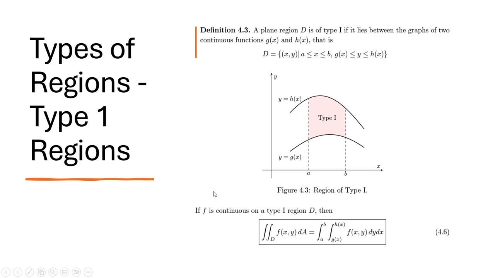Its formula is: if f is continuous on a type 1 region D, then the double integral over the region D of f of x, y dA is equal to the integral from a to b of the integral from g of x to h of x of f of x, y dy dx. So this is type 1. Let's look at type 2.